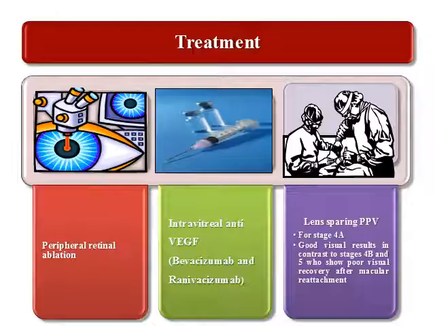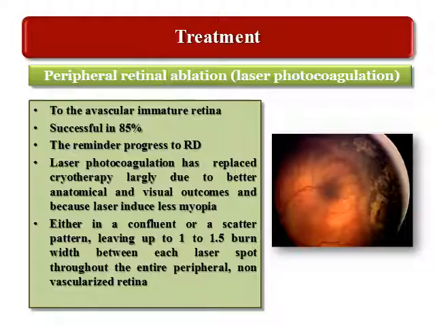in contrast to stage 4B or 5 where the fovea is detached. Peripheral retinal ablation with laser photocoagulation is an efficient line of therapy. The laser is applied to the avascular immature retina. Successful in 85% of cases, the remainder progress to retinal detachment.